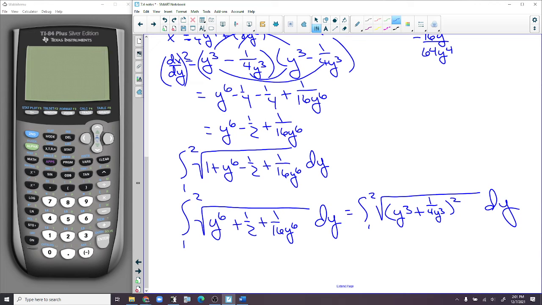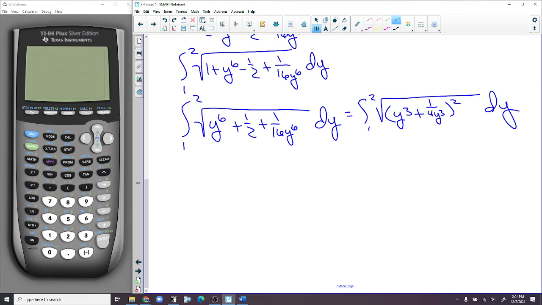Now, when we FOIL it, the y to the thirds would cancel out and we get 1/4 plus 1/4. That's where you'd get the 1/2. And now we're home free. Now we're good. Because now we have the integral from 1 to 2 of y to the third plus, how about we make it 4y to the third, to the negative 1 dy. Because the square and the square root, they'll undo each other.